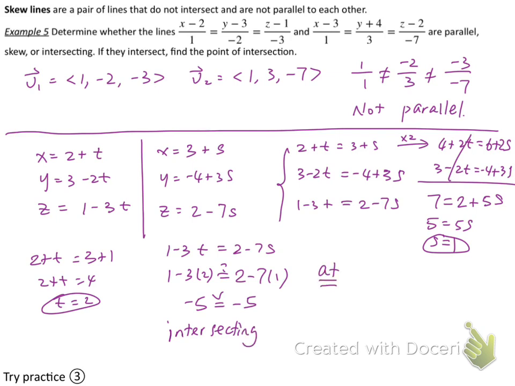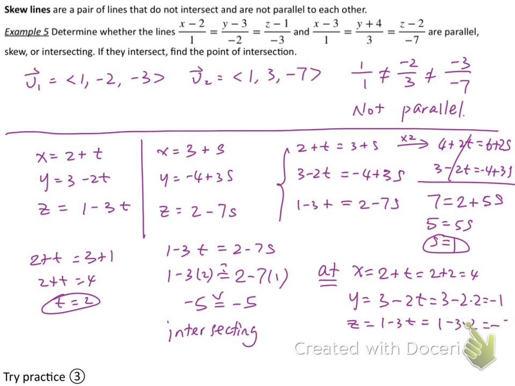at what point? Whatever the values are that make them the same. So x equals 2 plus t, which is 2 plus 2, that's 4. And y is 3 minus 2t, which is 3 minus 2 times 2, which is negative 1. And z is 1 minus 3t, which is 1 minus 3 times 2, which is negative 5. So the point is 4, negative 1, and negative 5. That's where the two lines meet each other.